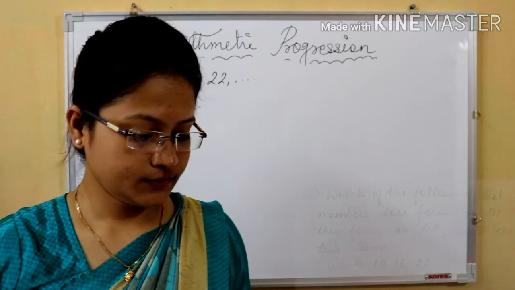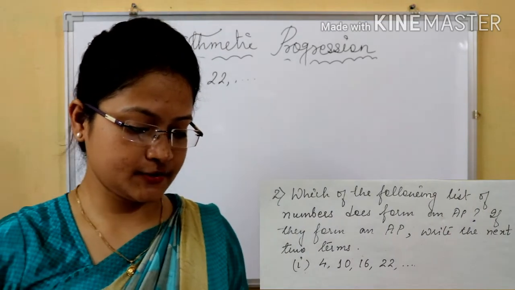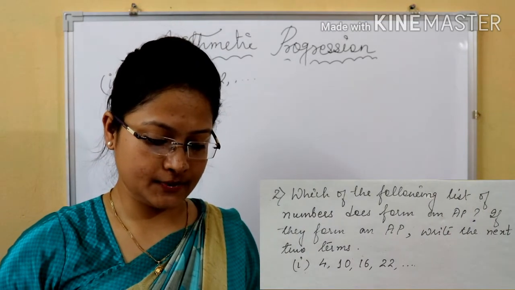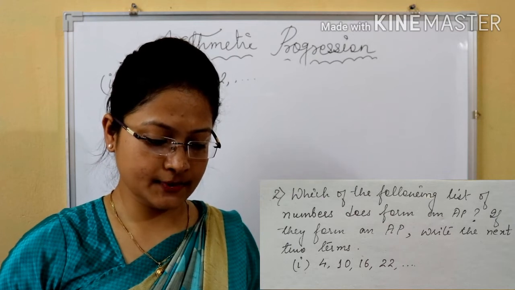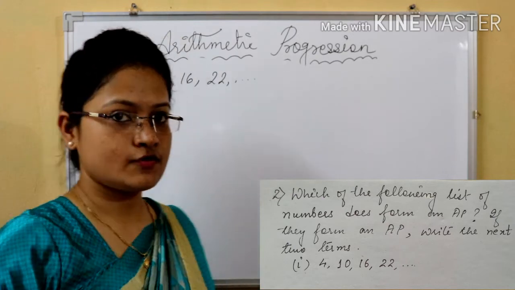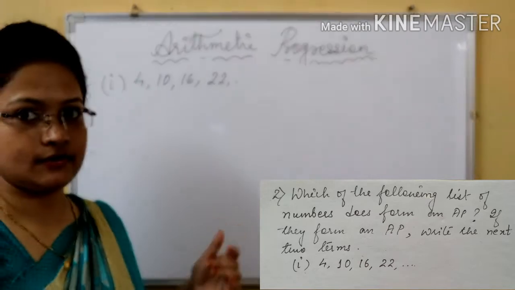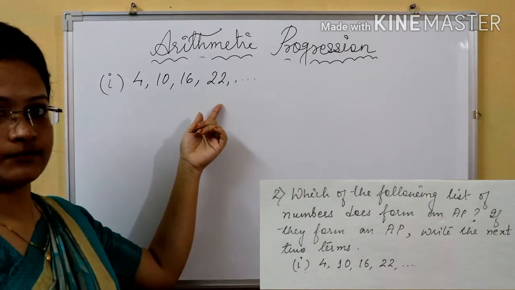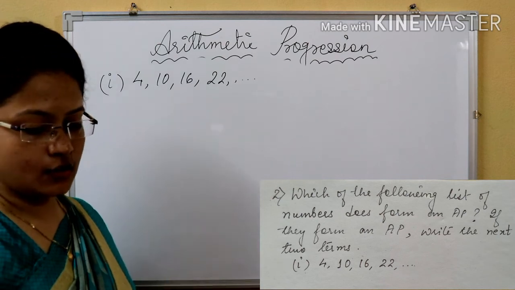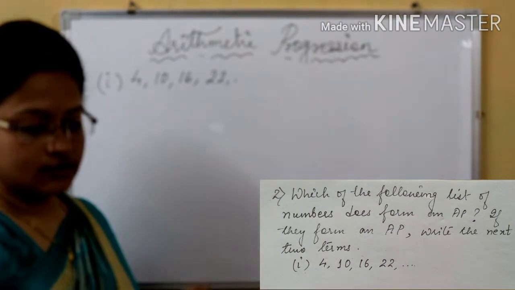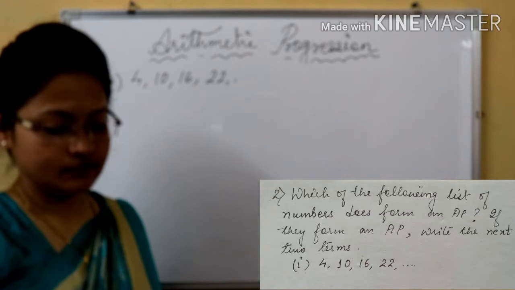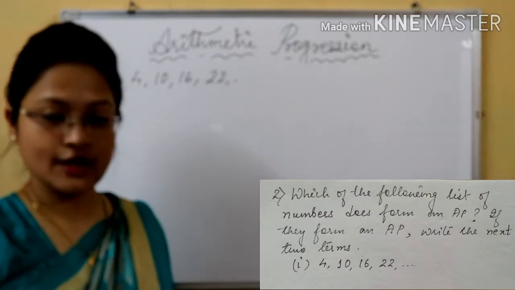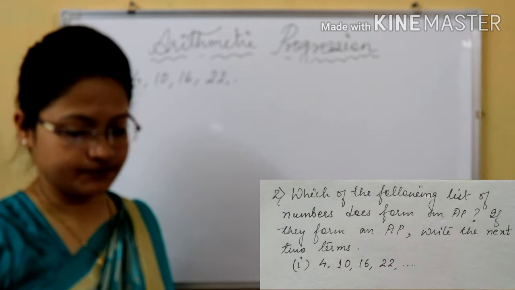Example 2. Which of the following lists of numbers form an AP? If they form an AP, write the next two terms. So we have the AP here, that is 4, 10, 16, 22. And we are asked to find out, does it form an AP? And if they form an AP, we have to find out the next two terms.